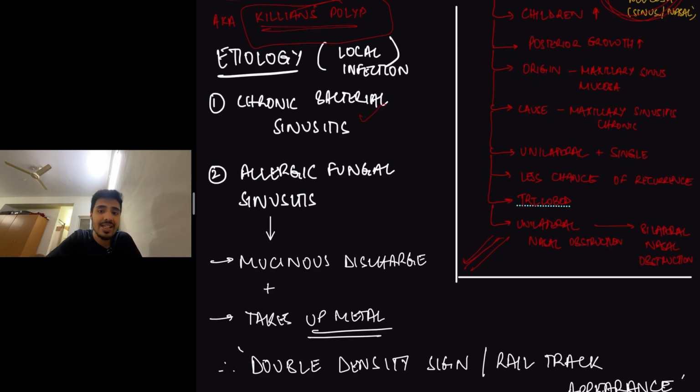Chronic bacterial maxillary sinusitis. And remember, antrochoanal polyp. Antro suggests the antrum of Highmore, the maxillary sinus. So it always originates from the mucosa of the maxillary sinus. So chronic bacterial sinusitis where? In the maxillary sinus. So chronic bacterial maxillary sinusitis, or it can also be allergic fungal sinusitis.